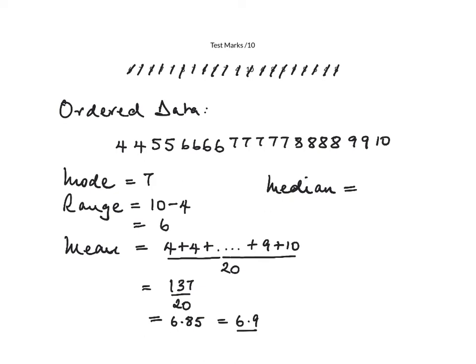So 1, 2, 3, 4, 5, 6, 7, 8, 9, 10, 11. The median is found between these two sevens. So if we take the average of those two sevens, 7 plus 7 equals 14, divided by 2 is 7. I hope that makes sense.